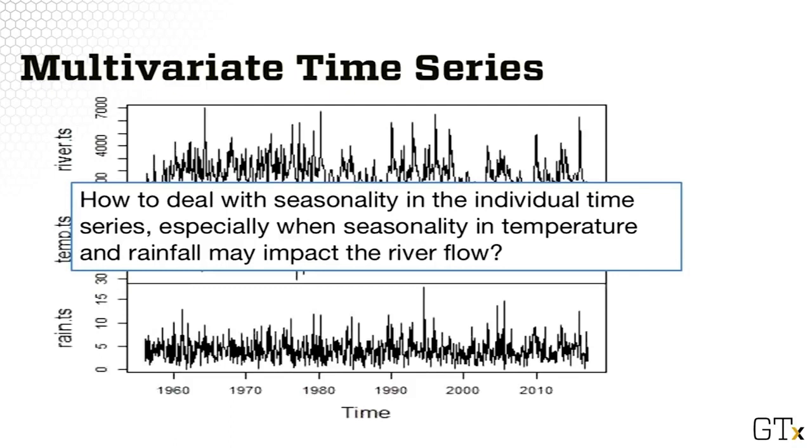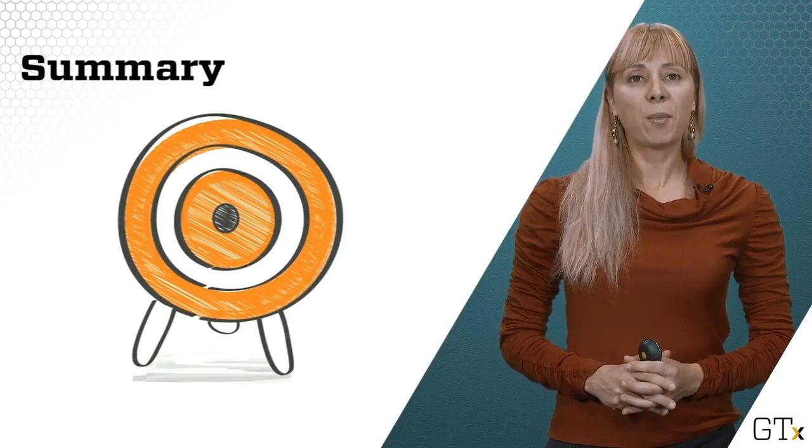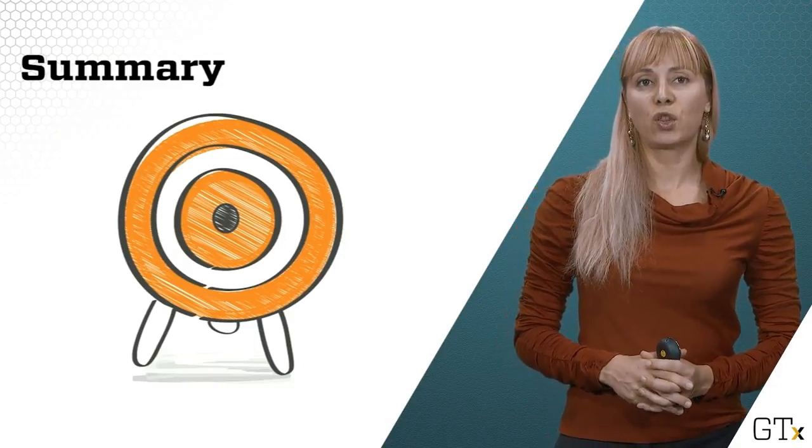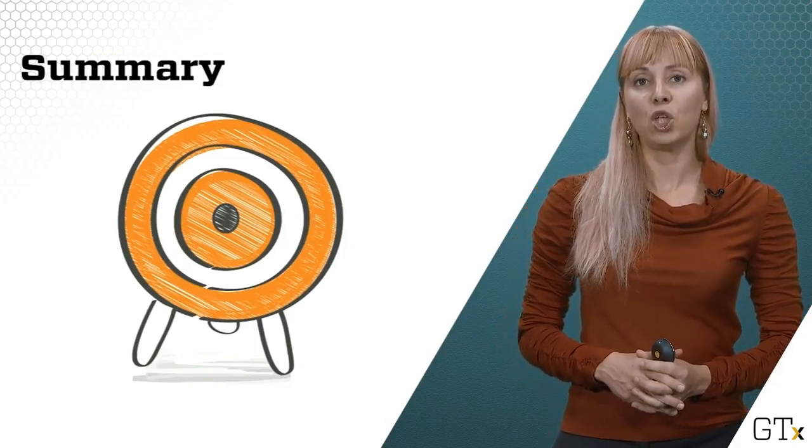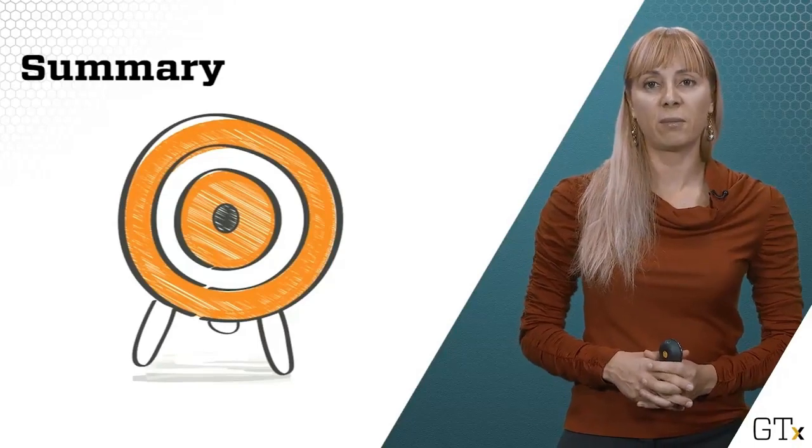We need to consider how to deal with seasonality in the individual time series, especially when the seasonality in temperature and rainfall may impact the river flow. We'll address this again using multivariate time series modeling. And somewhere in this lesson, I introduced three examples that I will use to illustrate multivariate time series.